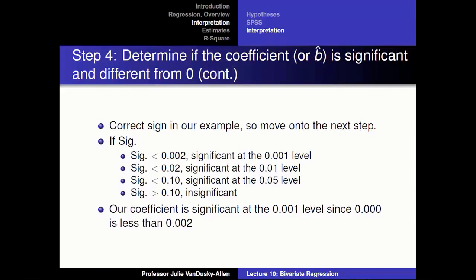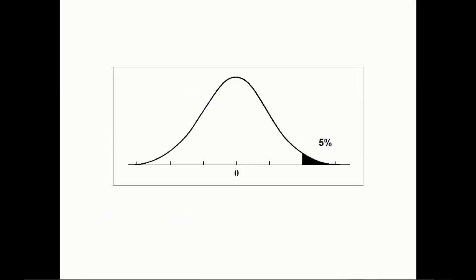Now, you may be wondering why these values here are not the same as these values here. These values are simply these values divided by 2. I did that because in SPSS, it does a two-tailed test of significance for a coefficient b hat, but we only want a one-tailed test, like in this picture here. We expect our t-value to be large and positively different from 0.